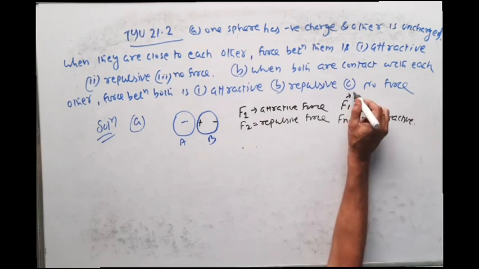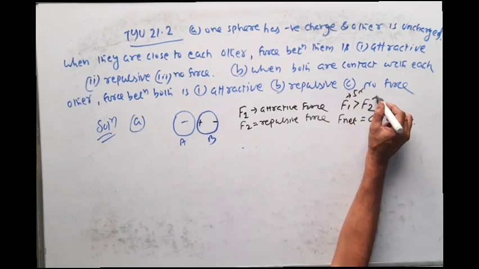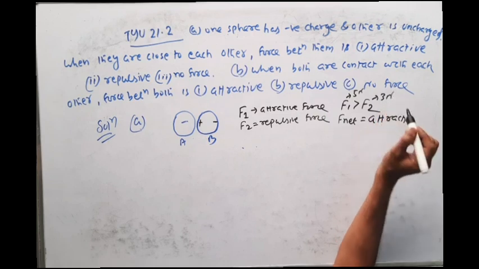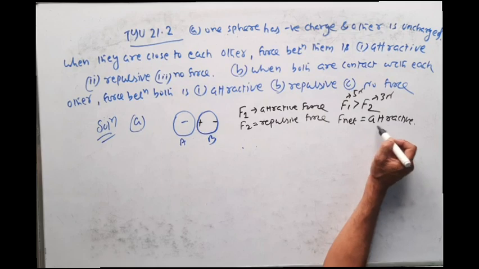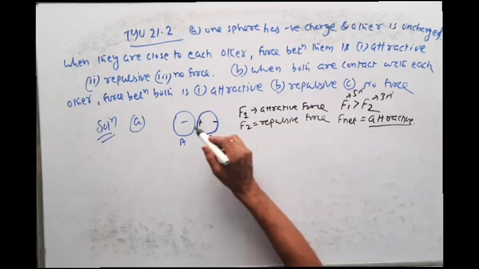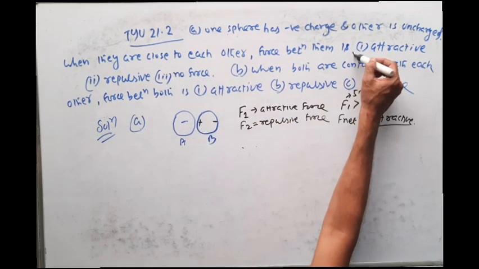Suppose F1, the attractive force, is 5 Newton. Repulsive force is less, 3 Newton. So what is the net force? 5 minus 3, that is 2 Newton. 2 Newton is which force? Attractive force. So the first bit answer is attractive.